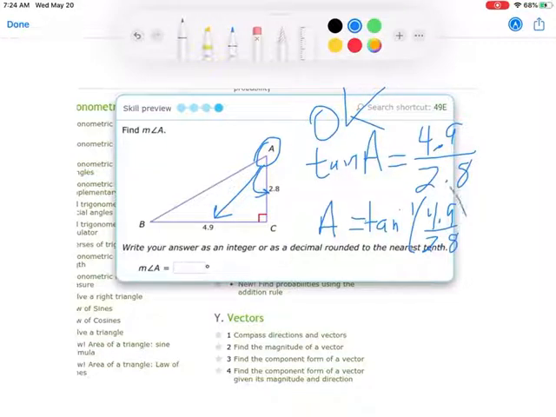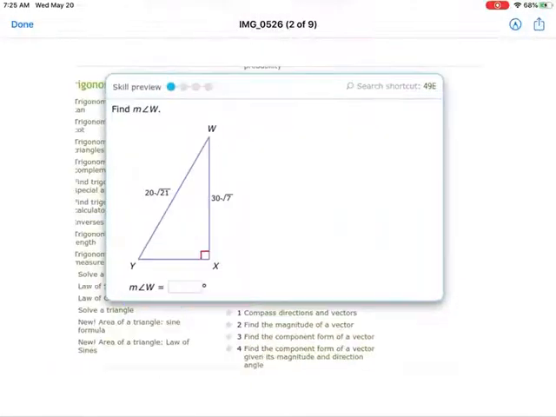I'm just using my calculator here. Tan to the -1, inverse tangent of opposite over adjacent, 4.9 divided by 2.8. And there you go. There's your angle. And it says round to the nearest tenth, so 60.3 degrees. Yay, we are geniuses. Boom. Next.